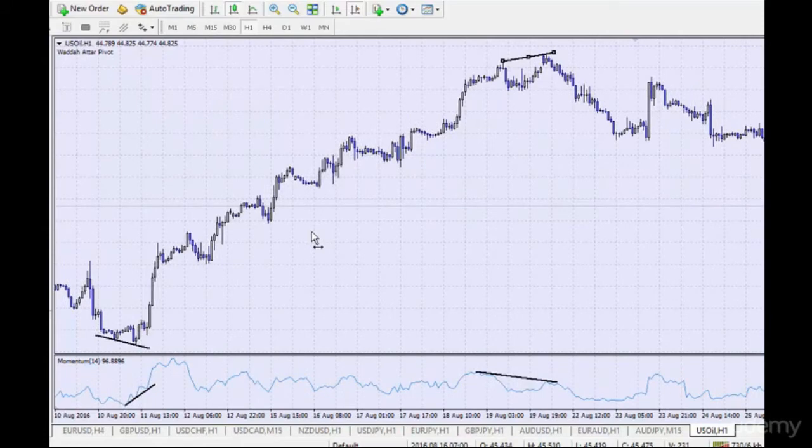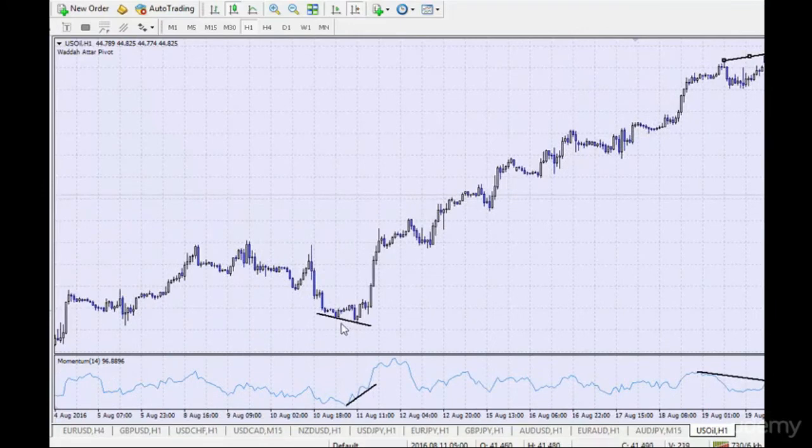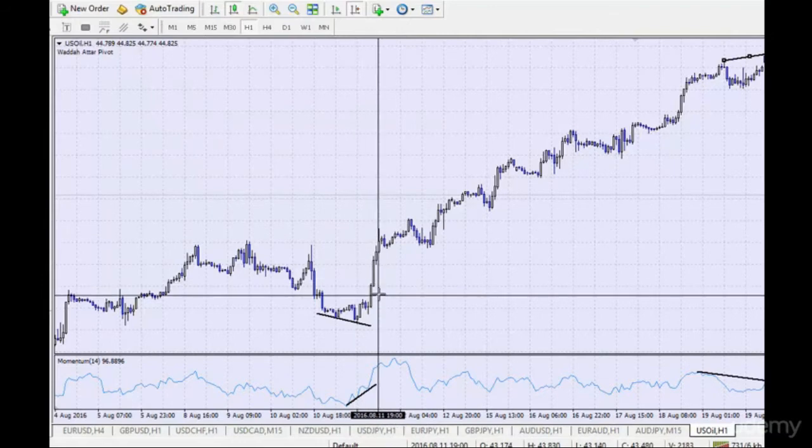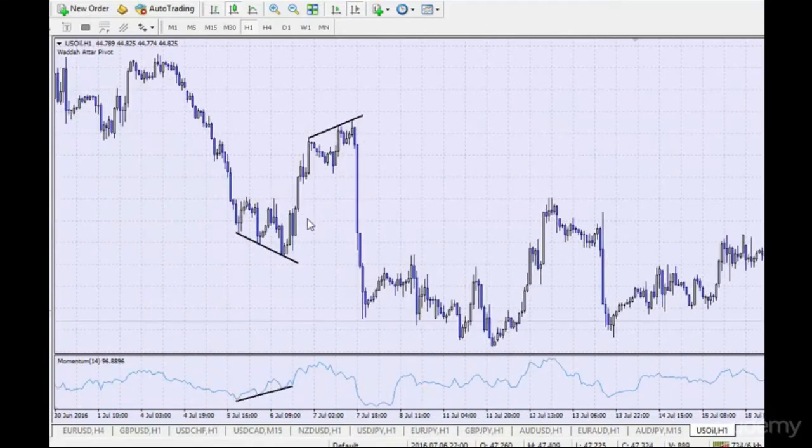I'm just going to show you some more examples of divergence. Here we have another very good example. Here we see the market making lower lows while the momentum indicator is making higher lows. This is a lovely example, a nice divergence, and you can see that as a result, the market rallied. This is a lovely example of how to use the momentum indicator.